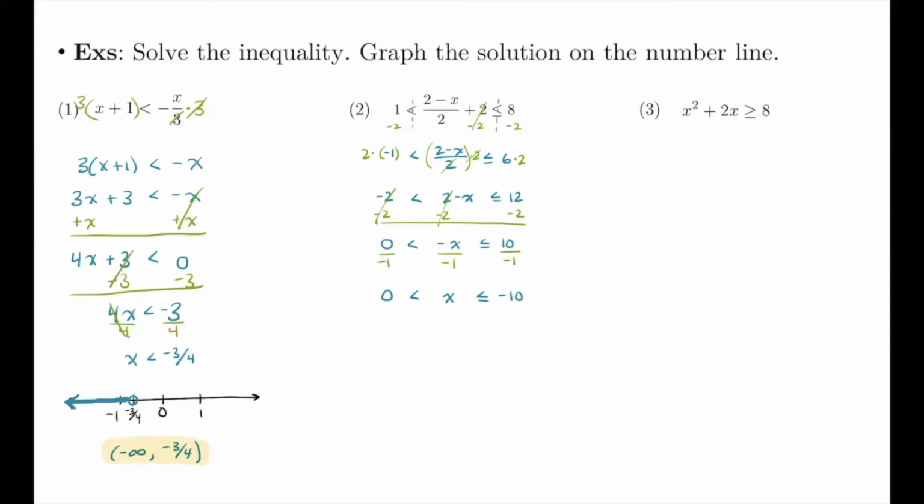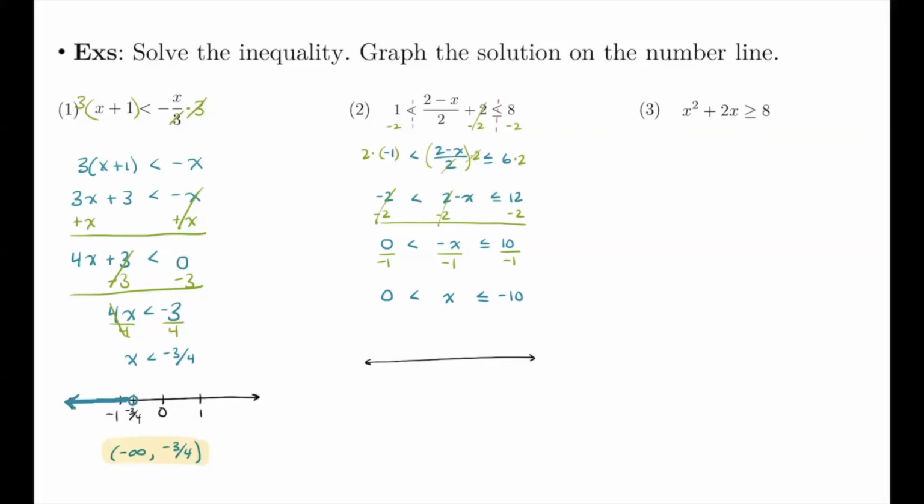Let's graph this on the number line, and then use that graph to help us make an interval notation for the solution set. Okay, so I'm looking from, we made a mistake here. This doesn't make any sense. What number could be in between 0 and -10?